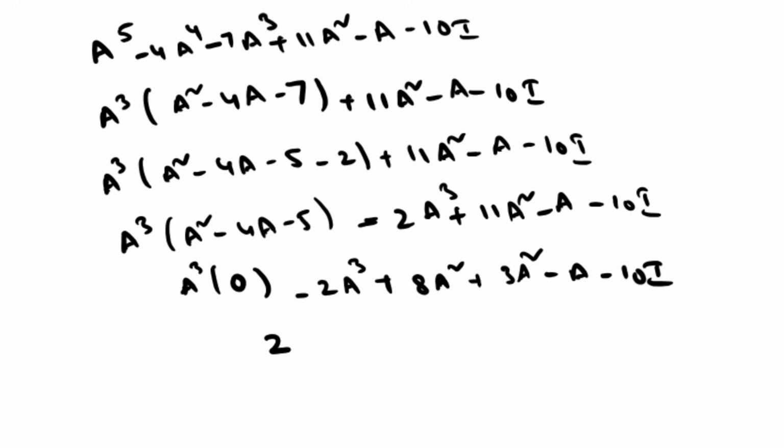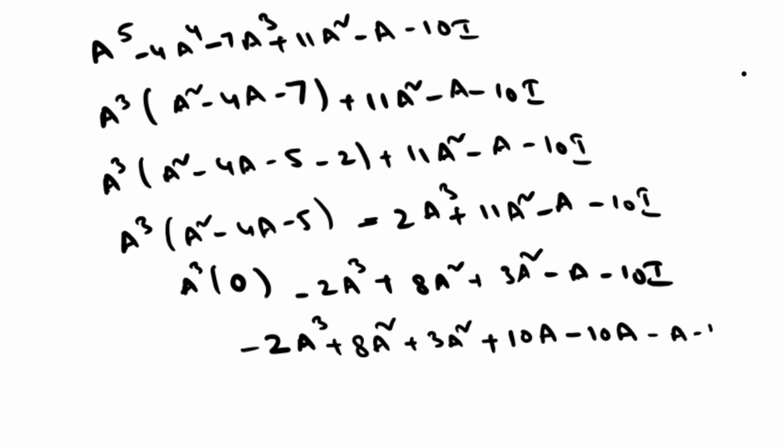This is minus 2a cube plus 8a square plus 3a square minus ... plus 10a minus 10a minus a minus 10i.